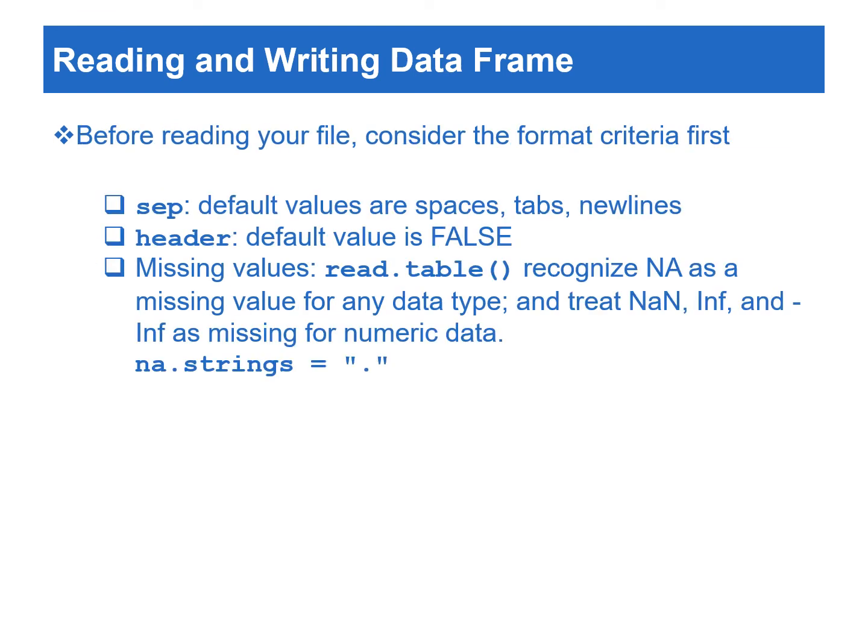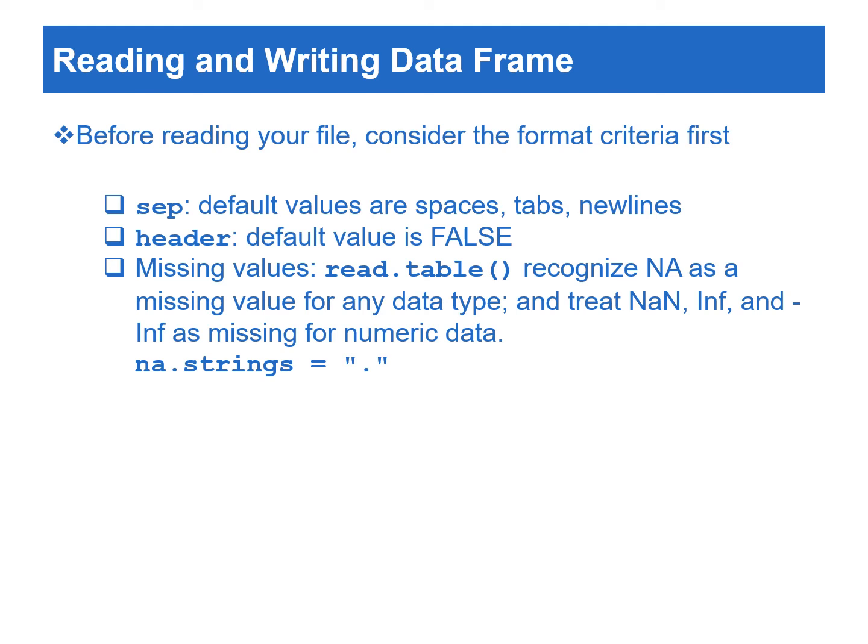Before we read an external file, we need to understand how the external file is formatted. The default separators for read.table are spaces, tabs, new lines, or carriage returns. For any other types of separators, we need to specify them in the sep argument. If the external file has variable names, we need to set the header argument to true.